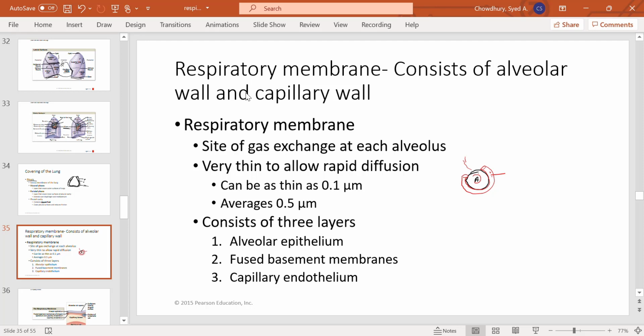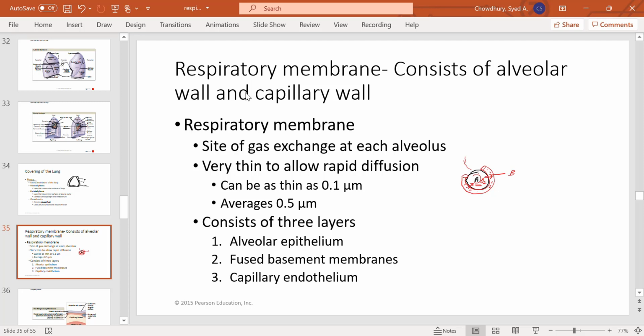inside the capillary. So here you have the blood. So blood goes to the lung to get the oxygen from the inhaled air, right? So O2 will go from the alveolus to the blood here, and carbon dioxide will move always to the opposite direction, that means from the blood to the alveolus. Remember, oxygen and carbon dioxide always move in opposite directions.